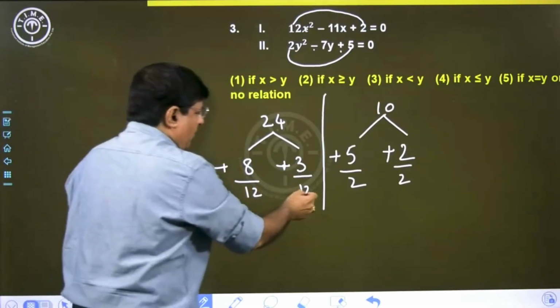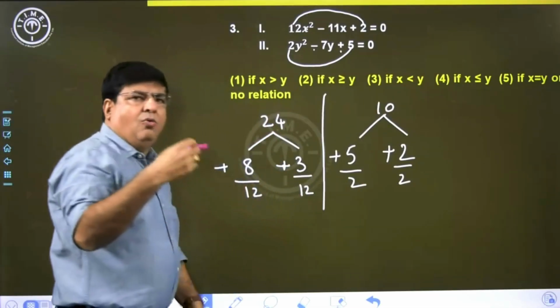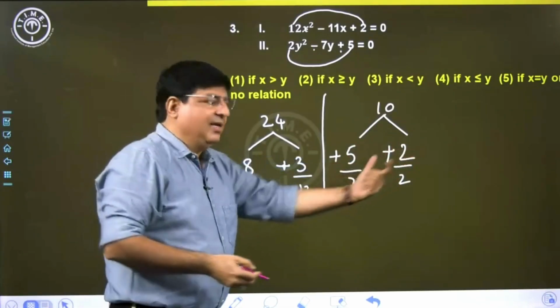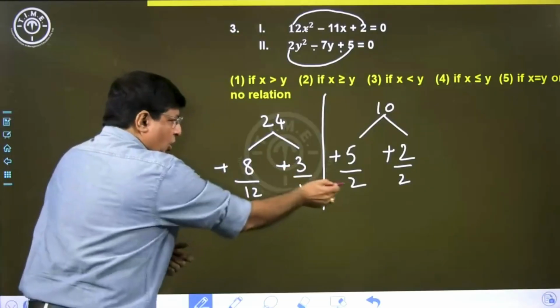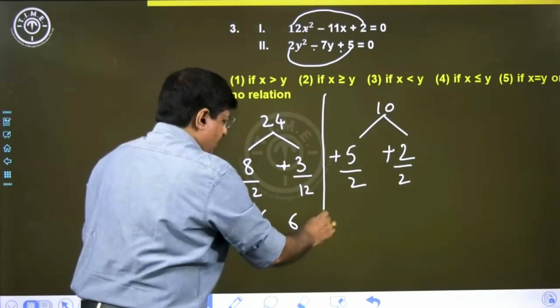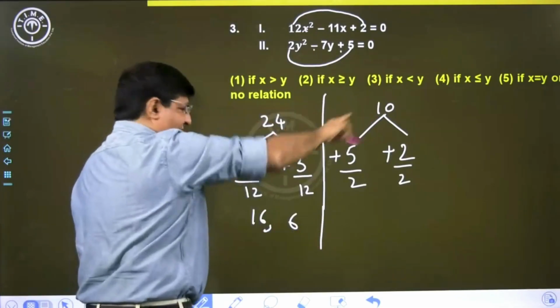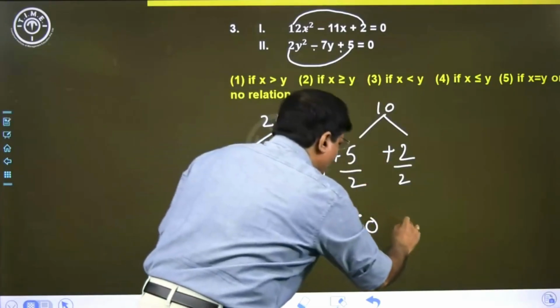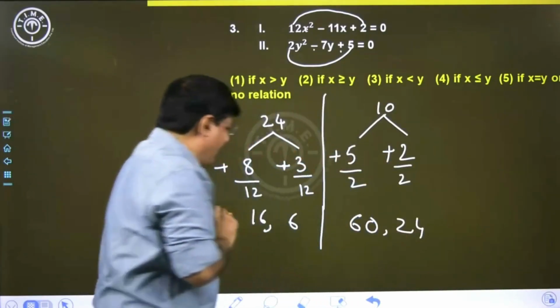Whenever you get some denominator in the roots, what you need to do is bring this 2 here and take this 12 there. See, bring this 2 here now: 2 8s, 16, 2 3s, 6. Right? Take this 12 there: 12 5s, 60, 12 2s, 24. Now is it easy to compare?